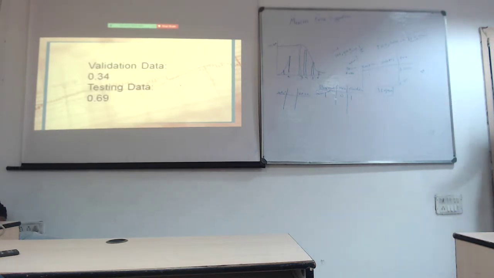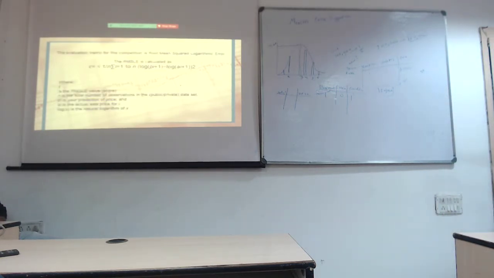0.39% root mean square error. If it's closer to 0, the better it gets. It means you said the phone was $1,000 and I said 900 bucks.